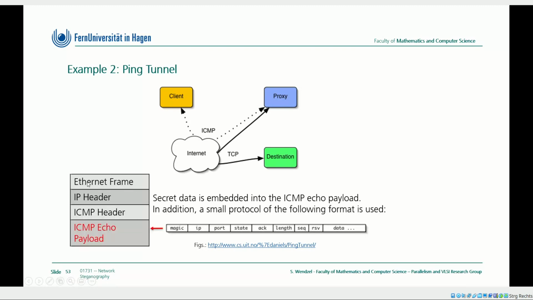So we have some, let's say, Ethernet frame or whatever underlying protocol we have, IP and ICMP header, and then in the echo payload we have Ping Tunnel. But Ping Tunnel has also some additional data in it. It's not just the TCP segment, which would reside in the data part here. It's a whole header. So first we have a magic byte that has a value that indicates the presence of a Ping Tunnel packet. Then we have some addressing information, IP, port, we have a connection state, we can acknowledge data, we have a length field for the data, and a sequence number and a reserved value or reserved bit.